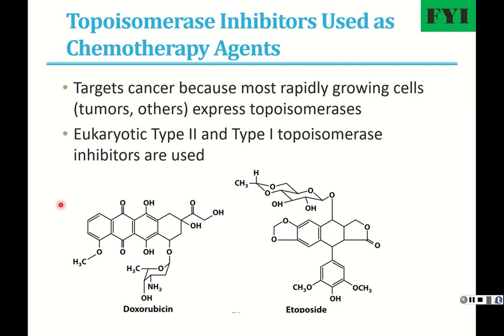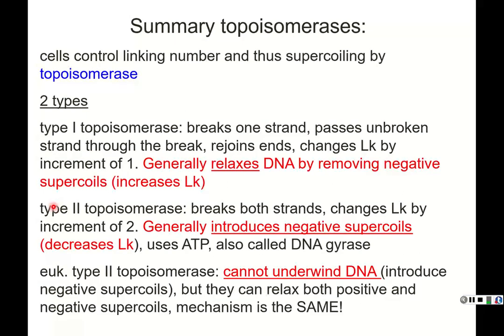Okay, and some of those are shown here. So in summary, topoisomerases control linking number and thus the supercoiling in a segment of DNA. Okay, there are two types. Type 1 breaks one strand and that changes the linking number by increments of 1. Generally, it relaxes DNA by removing negative supercoils, which would increase the linking number. Type 2 breaks both strands and changes the linking number by increments of 2.